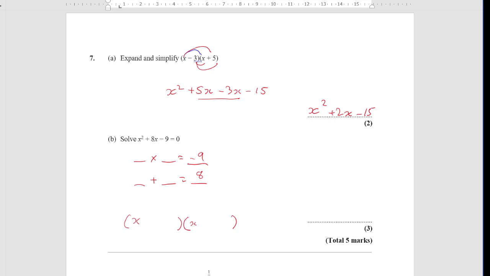I'm thinking 9 and minus 1. So I'm looking at plus 9 and minus 1, and that's equal to 0. Now, for any two things to multiply together to make 0, one of them has got to be equal to 0. So either x plus 9 is equal to 0, in which case x would be equal to minus 9, or this bracket is equal to 0, in which case x would need to be equal to 1.